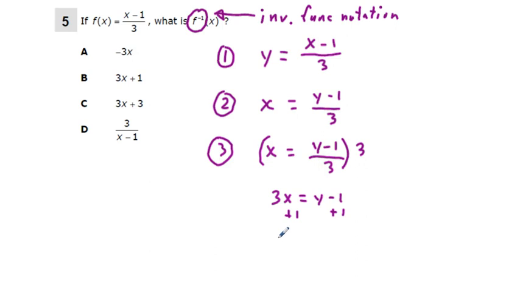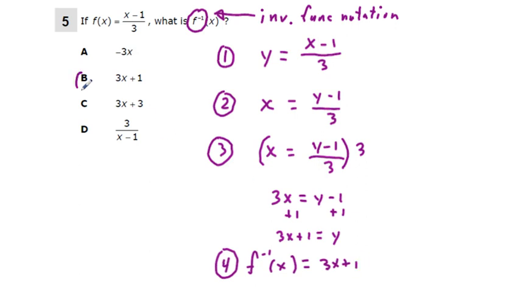And we have 3x plus 1 equals y. And then step 4 is we change y into f of x. So we can rewrite this as f negative 1 of x equals 3x plus 1.